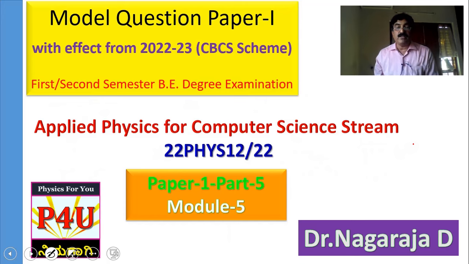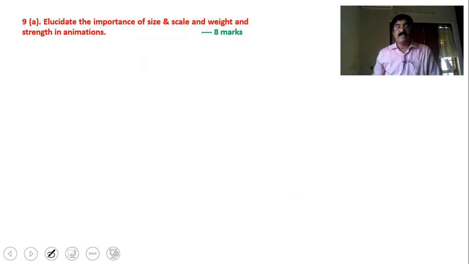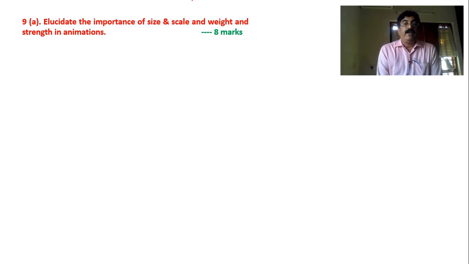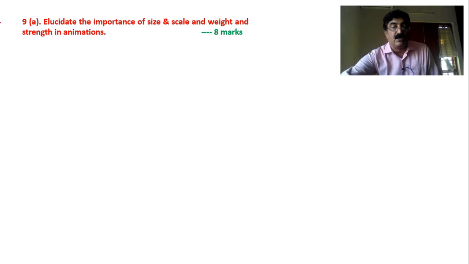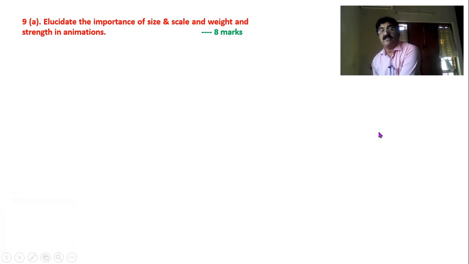Okay, with this I move on to the next module, module number 5. Okay, that is about physics of animation as well as some questions from statistical physics. Okay, dear students, please follow carefully. First question comes here. Elucidate the importance of size, scale, weight and strength in animation. In animation, what are the importances of size, scale and weight, of course strength? What are the importances of these things?